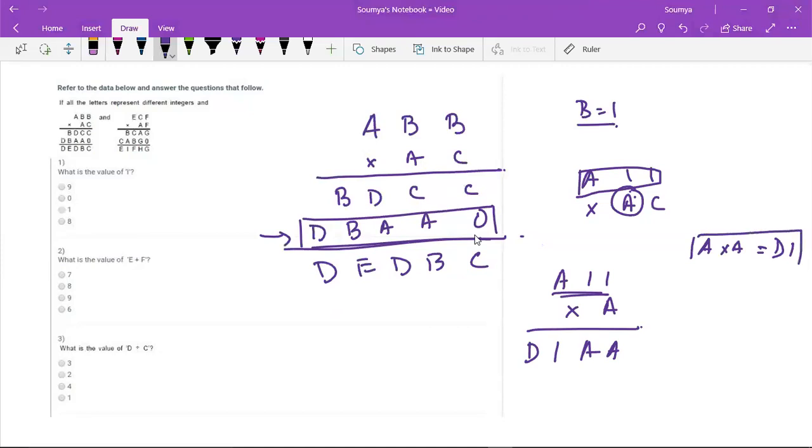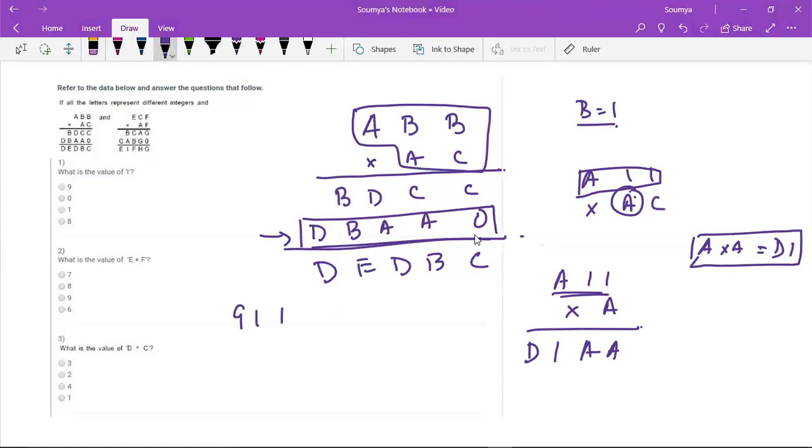Now I hope everybody knows that 9 square is 81, right? So this works for 9 square. This is the only thing that works here. So we can quickly say that A is 9 and D is 8. So that is what we get here. So first thing that we observe from here is that A is 9.